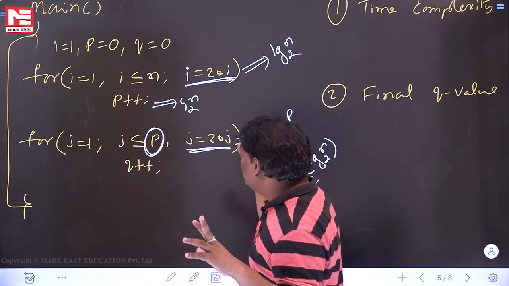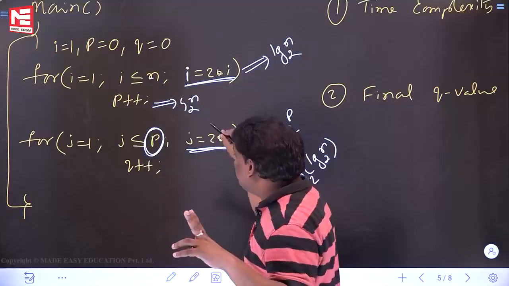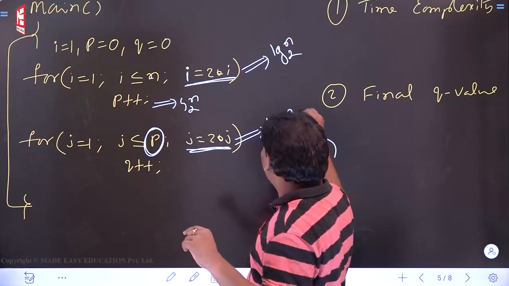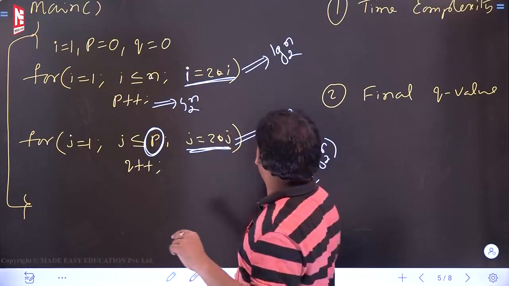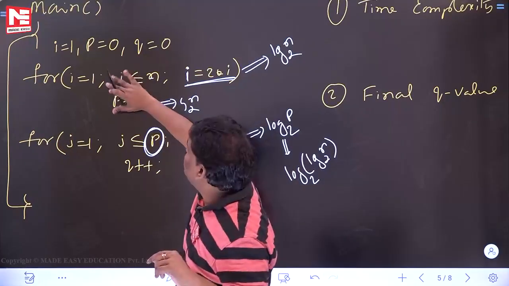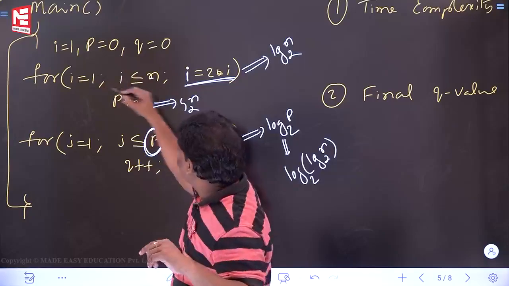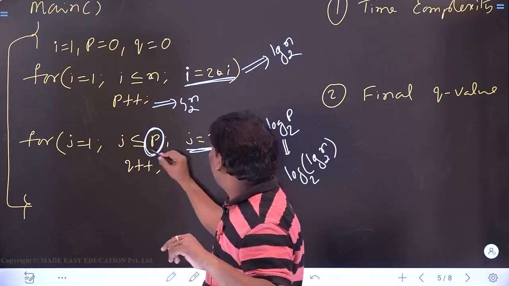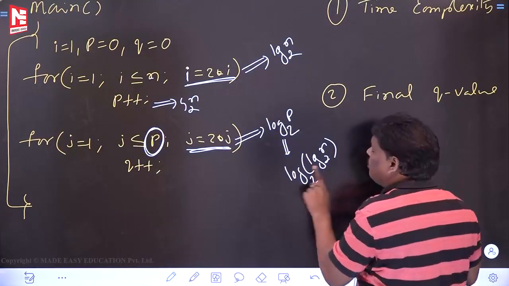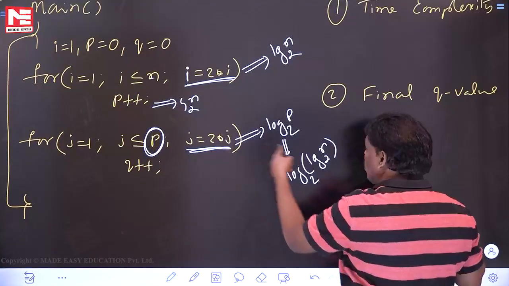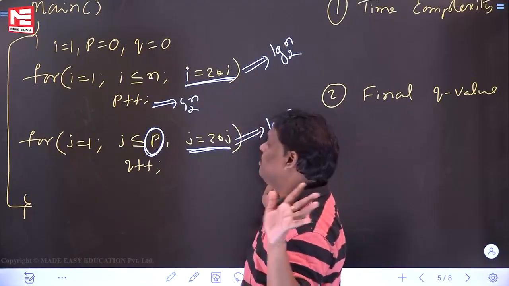This loop also always runs 2 log n base 2. It is not log n base 2, it is log p base 2. First of all, what is p? P is log n base 2. Suppose this is not there, p is 0. After completion of this one, p becomes log n base 2. So the answer is log p base 2, where p is log n base 2. So the second loop is log n base 2. The first loop is log n base 2.